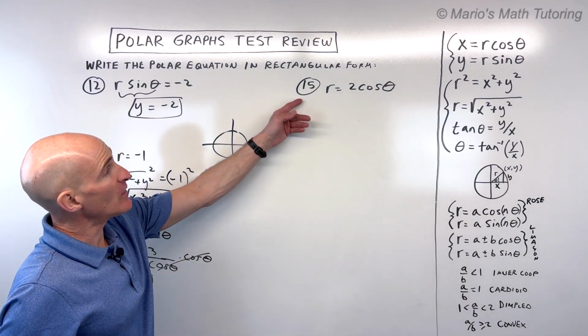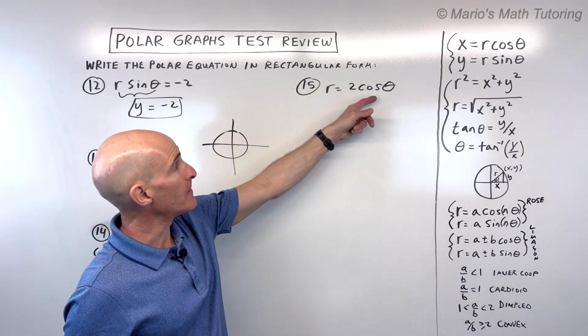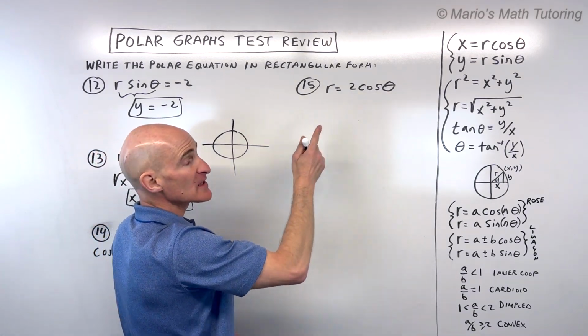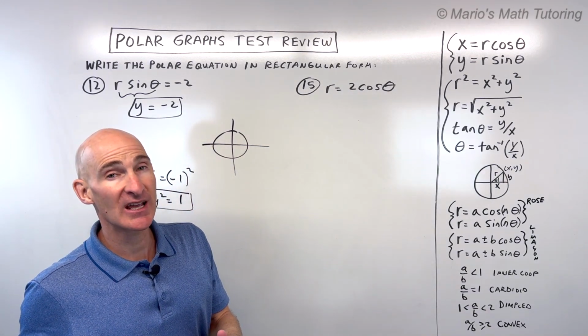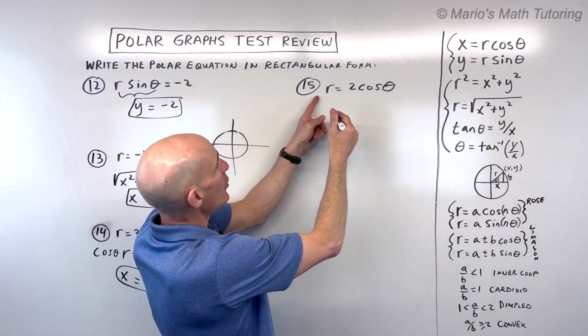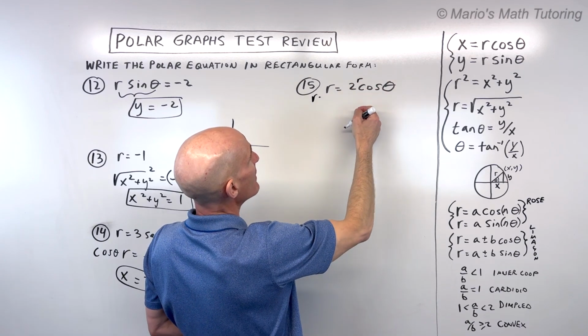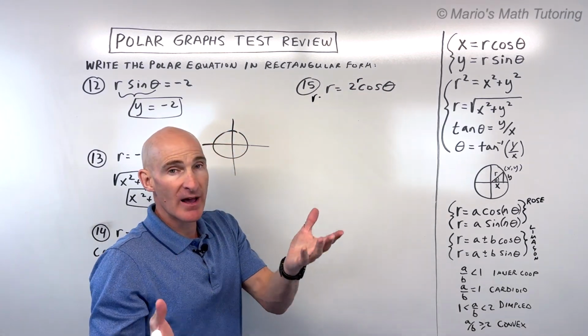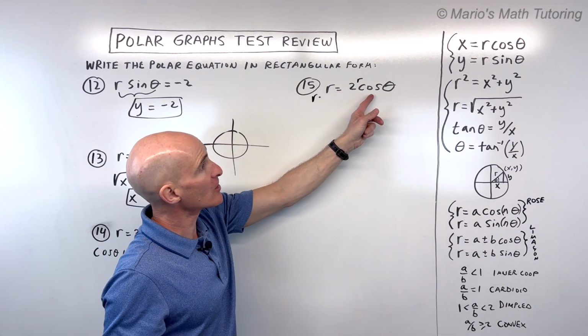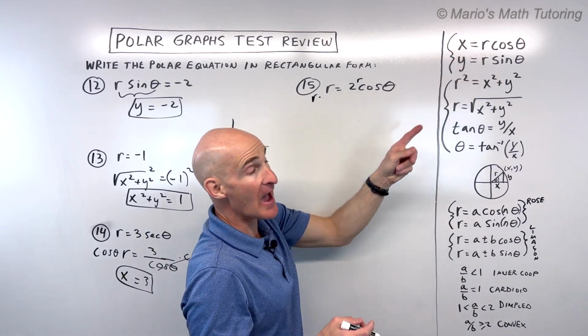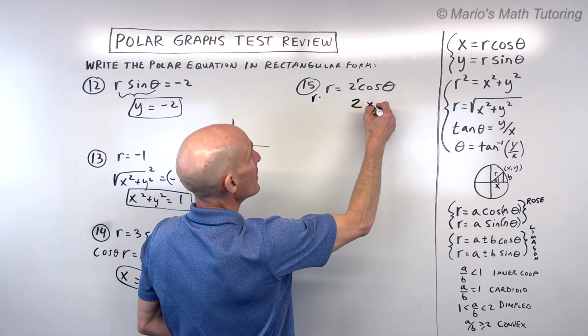For number 15, we have r equals 2 cosine theta. Okay, so here what I'm going to do, and once you see it, you'll kind of understand how this works, is multiply both sides by r. So if I multiply this by r and this by r, keeping the equation balanced, doing it to the left and right sides, but what's r cosine theta? That's x. So that's going to give us 2x here.